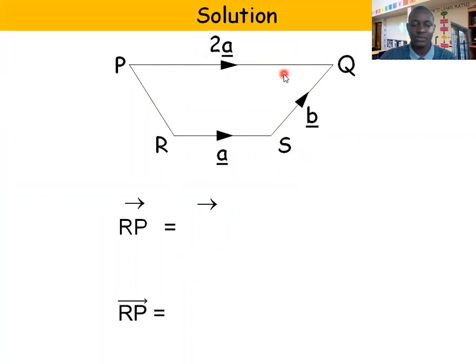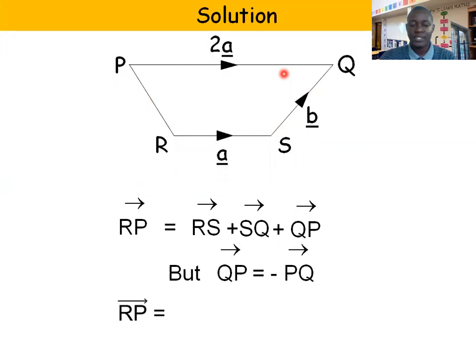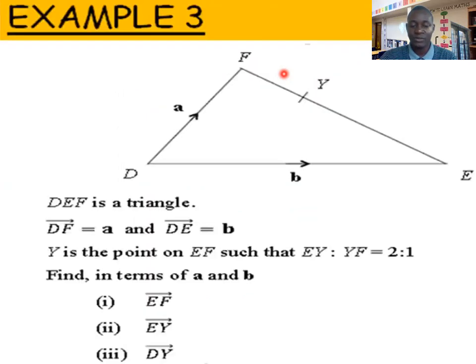So our solution runs this way: RS plus SQ plus QP. But QP is the negative of PQ, so that RP becomes A for RS and B for SQ, and then minus 2A for QP. Of course, the final answer to that, when it's simplified, is going to be B minus A. All right, one more example we have to solve, and that will be all.